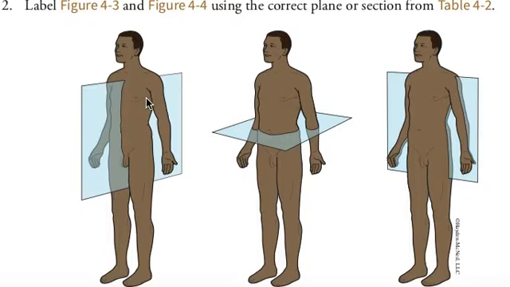What we're looking at here is a specific type of sagittal slice called a mid-sagittal slice. So this divides the body or the organ into equal right and left sides. A parasagittal slice would divide the body or an organ into unequal right and left sides.